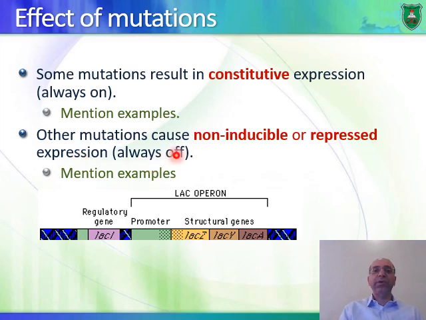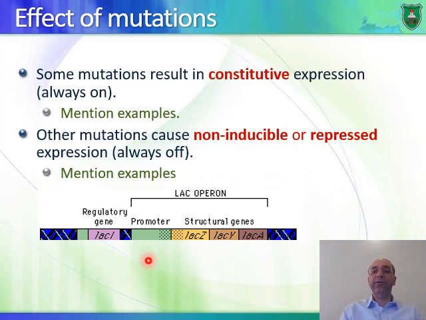Now let's talk about mutations that cause non-inducible expression. That is, even in the presence of lactose, the lac operon is not functional anymore. I'll give you an example. Let's say you have mutations in the promoter region. The operator is free, there is no lac repressor bound, but the RNA polymerase cannot bind to the promoter, meaning that it cannot transcribe the gene. So this is a non-inducible mutation.